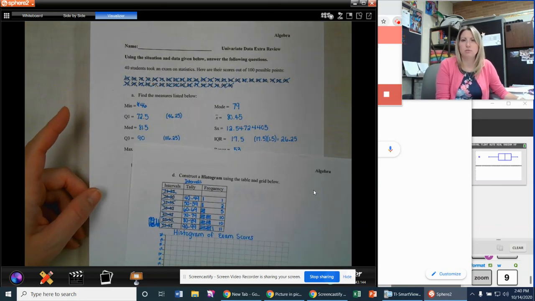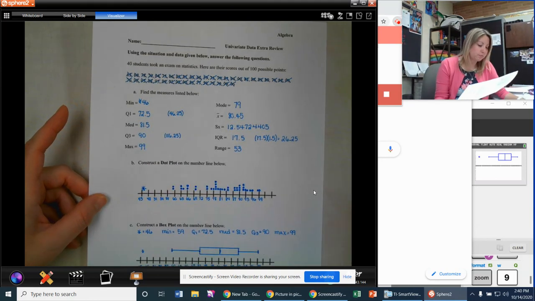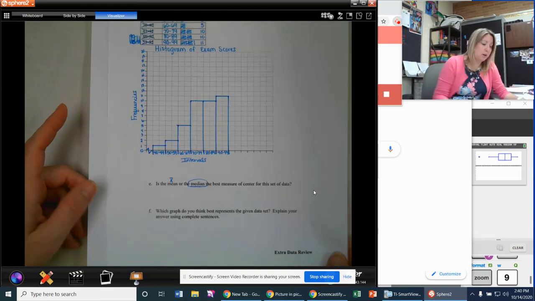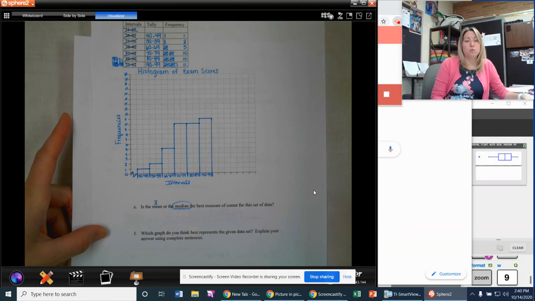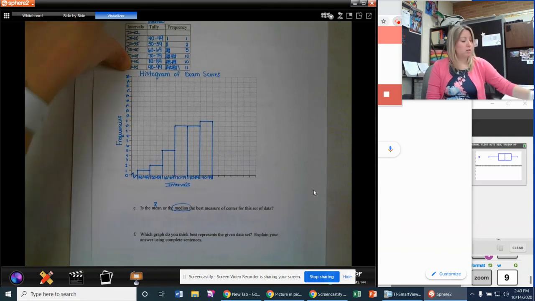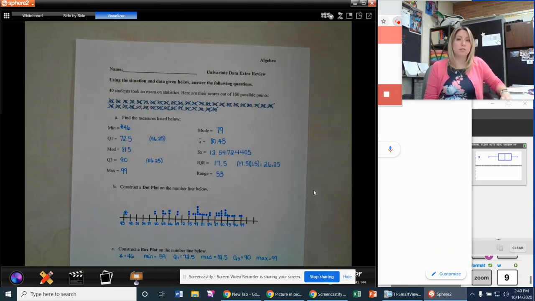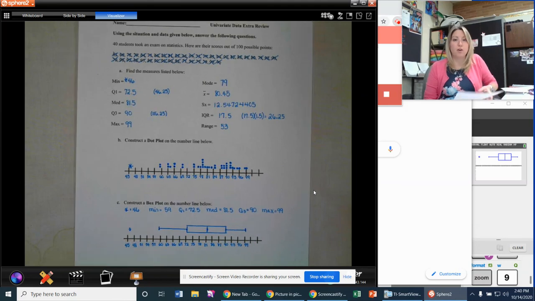Extra Data Review. I like that a little better. Okay, so this has been your Extra Data Review. Just going through, making some plots, talking about some best measures of central tendency, finding some outliers, right?